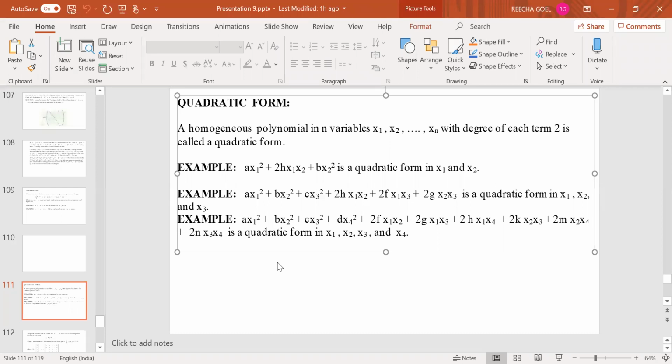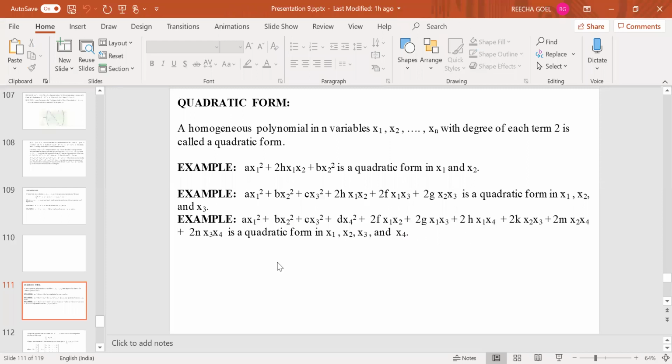And likewise, this is the third example, in 4 unknowns, 4 variables, of a quadratic form: a x1 square, b x2 square, c x3 square, d x4 square, and then x1 x2, x1 x3, x1 x4. It is not as if all of them should be there, but whenever they are occurring, their sum of powers must be equal to 2 only. So these are quadratic forms.